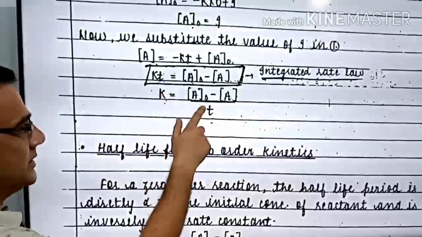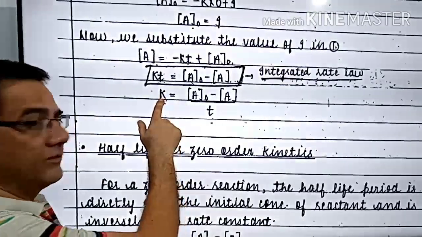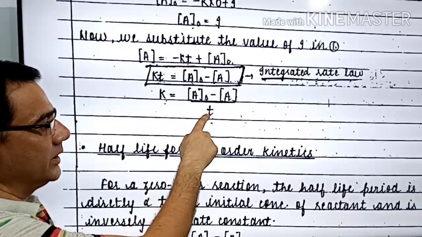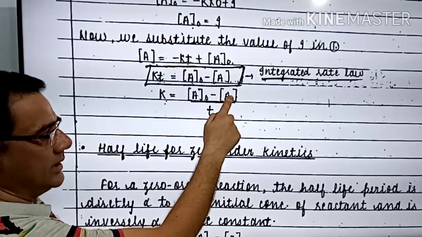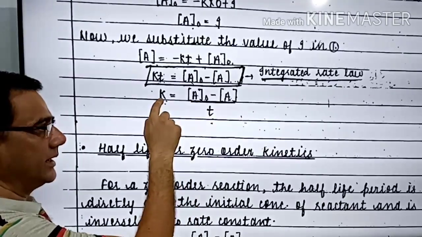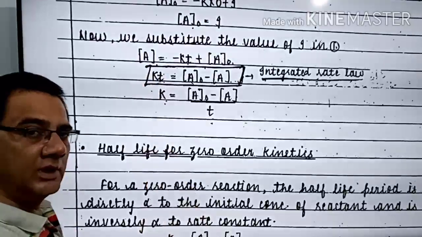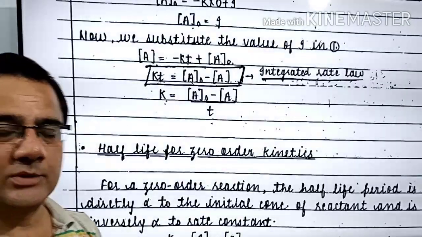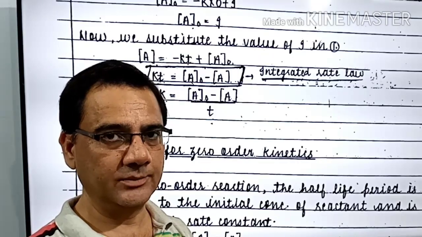So finally we get this, and in the numericals what will be asked of you is either the rate constant for a zero order reaction or the time for a zero order reaction. So K will be equal to A initial minus A upon T. If you bring T to this side, then T is equal to A initial minus A upon K. This is the expression which we will use for the different types of numericals based on zero order reaction.